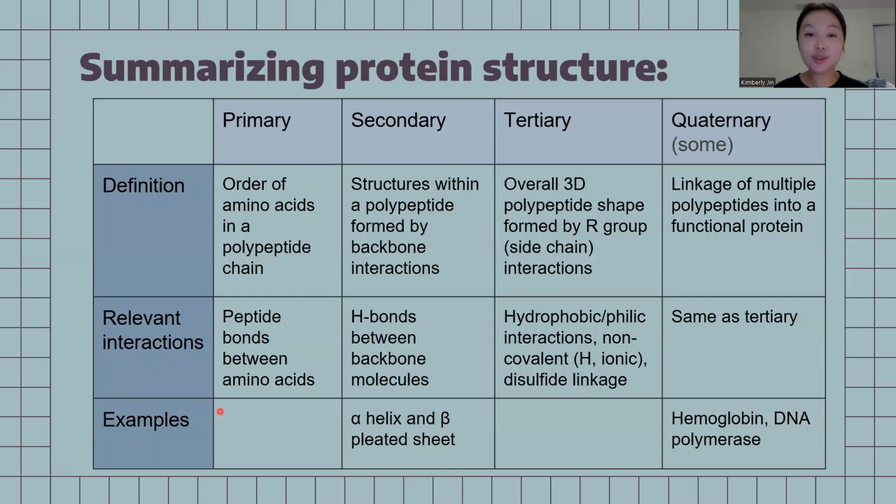Because I just threw a lot of knowledge at you, here is a summary of protein structure. Because we just went over it, I'm not going to go over it again, but for a student who needed to come back, needed a refresher, this would be a great slide for them.